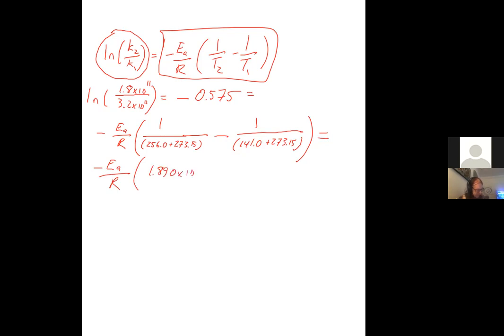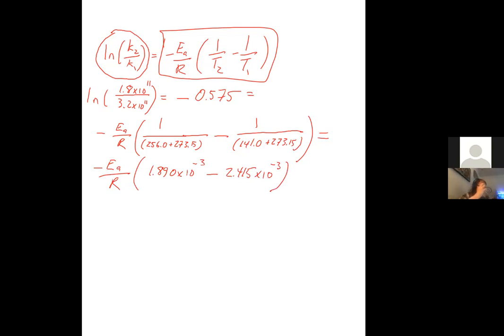Times 10 to the minus 3 minus 141 plus 273.15. Take the reciprocal: 2.415 times 10 to the minus 3. Okay, so now let's take that difference.